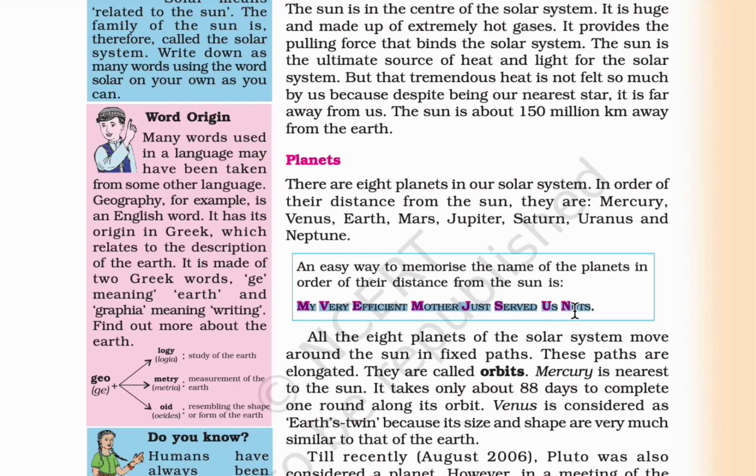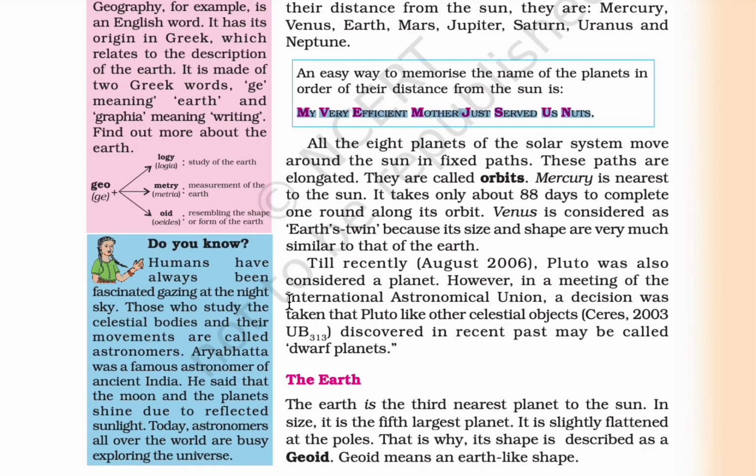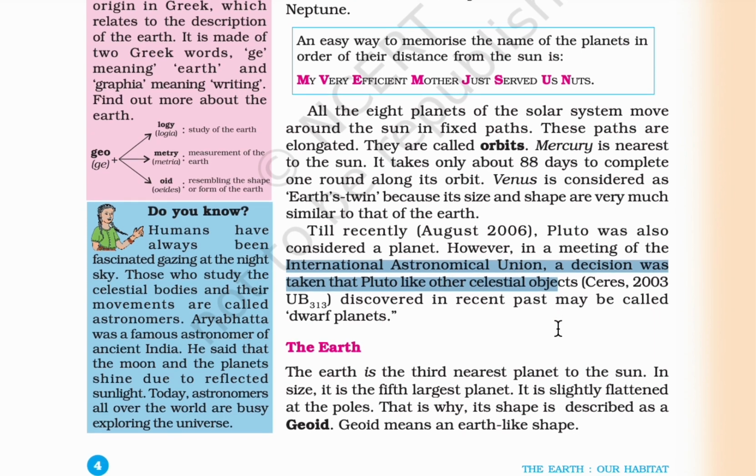Before, we used to have 9 planets, but in August 2006, an International Astronomical Union meeting was held, and they concluded that Pluto may be called a dwarf planet. So they removed Pluto from the planets list. At present there are only 8 planets.